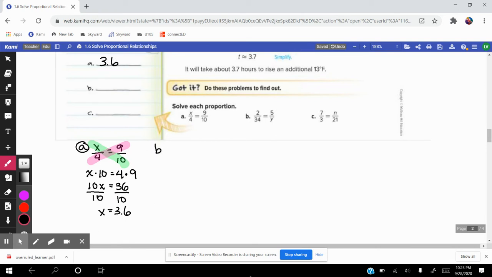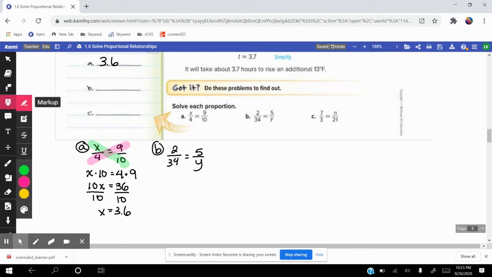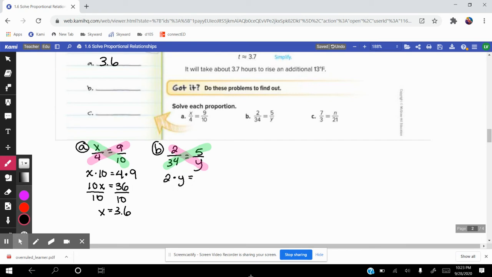All right, letter B. 2 divided by 34 equals 5 divided by y. I'm going to do my cross products. 2 times y, and then 34 times 5. Ooh, and change that color. 2 times y equals 34 times 5.